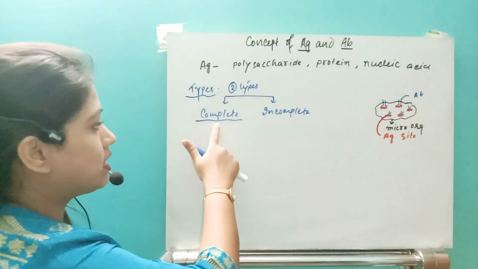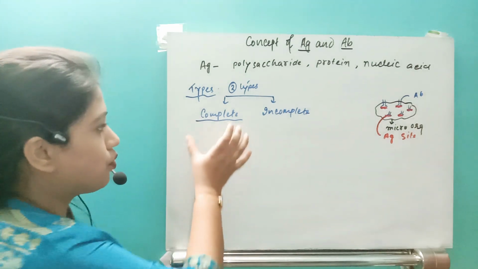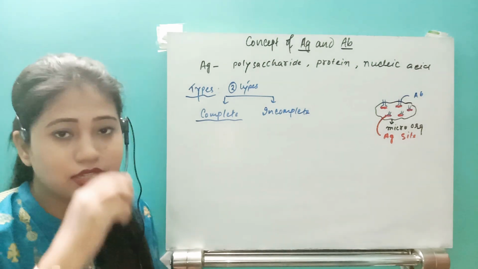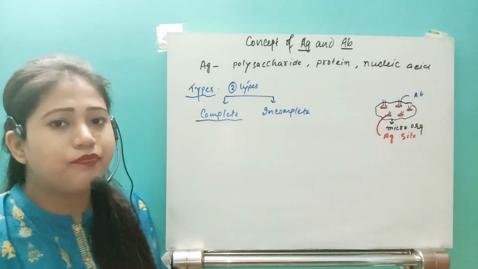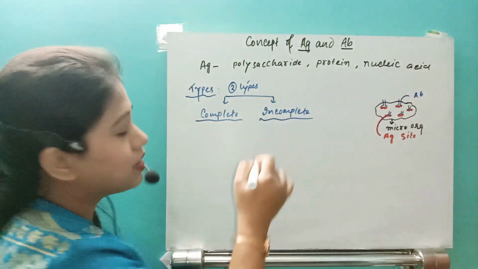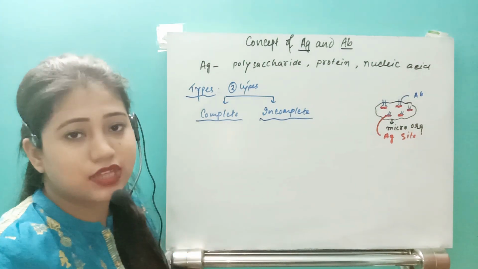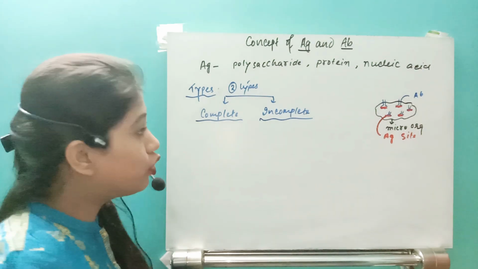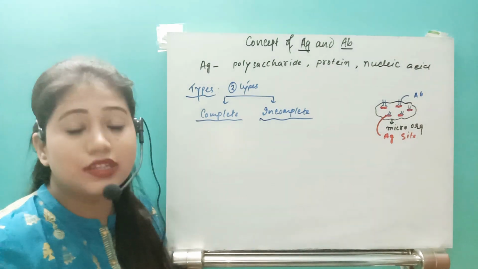So whenever these antigens enter, our immune system produces the antibody, that is known as the complete antigens. And what are those incomplete antigens? Incomplete antigens are those antigens, the structures which, whenever they directly enter inside our body, cannot induce our immune system to produce the antibody directly.